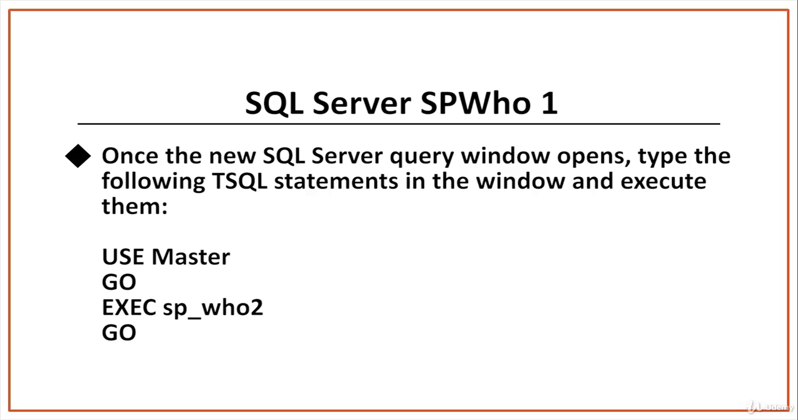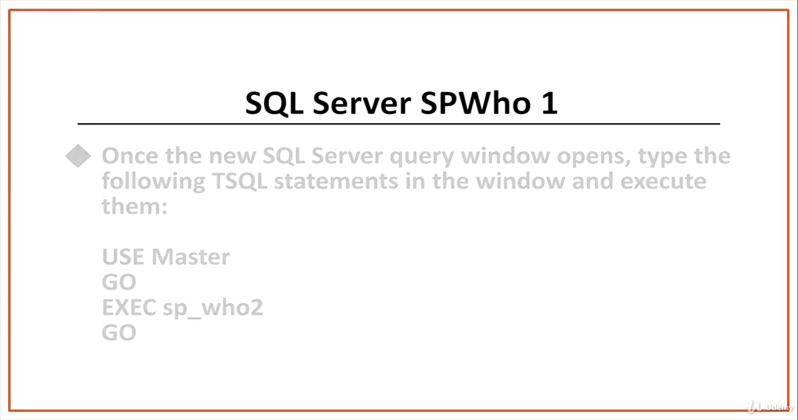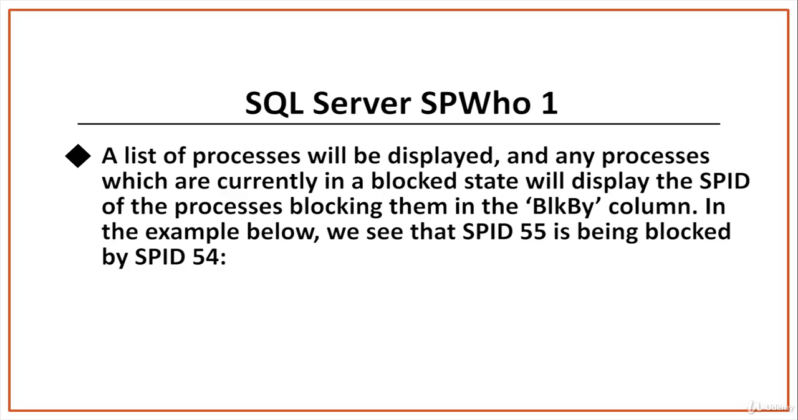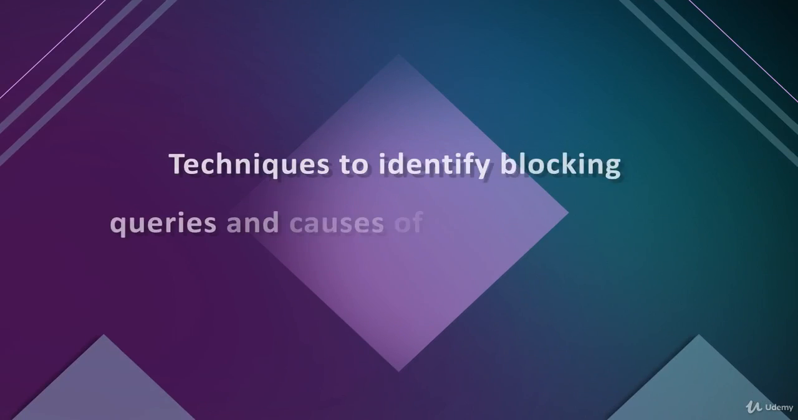Once the new SQL Server query window opens, type the following T-SQL statements in the window and execute them. Use master, go, exec sp_who2, go. A list of processes will be displayed, and any processes which are currently in a blocked state will display the SPID of the processes blocking them in the Block By column. In the following example, we see that SPID 55 is being blocked by SPID 54.